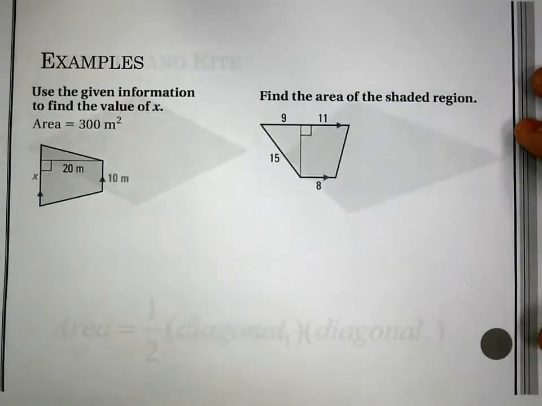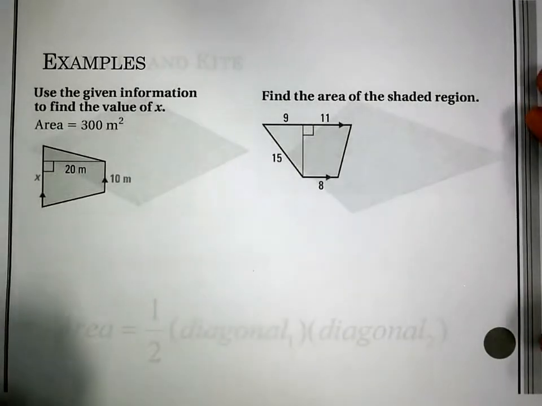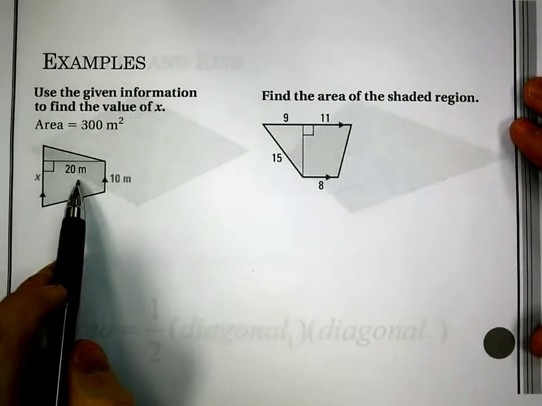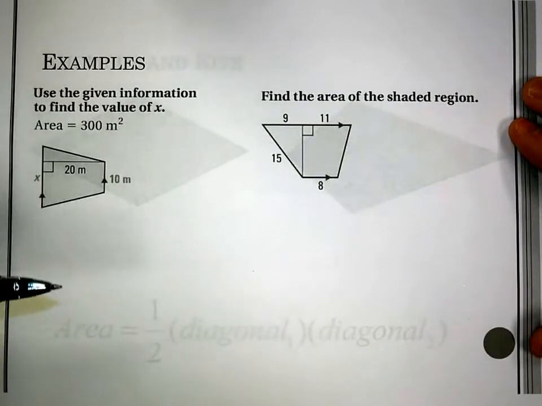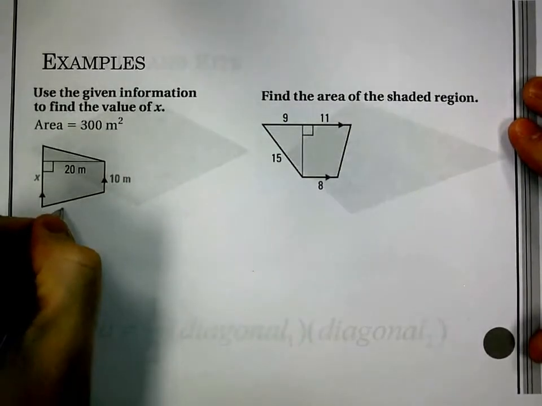Moving on, we have a couple more examples to look at. We're still going to use the same formula, but kind of approach it a little differently. In the one on the left, we have to use the given information to find the value for x. So in this case, they give us the area is 300 meters squared, and it looks like we're solving for x, which is one of our bases. In this example, notice that 20 is the height of the trapezoid. Even though it's not a vertical length here, it is still the height because it's the distance between the bases.